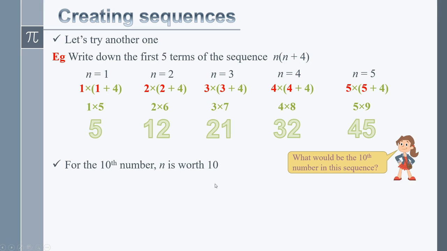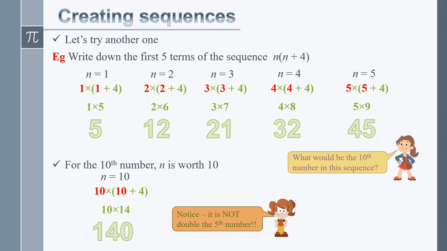By far the simplest thing to do is just say, well, for the 10th number, n is going to be worth 10. So all I've got to do is say, well, if n is 10, plug it into my rule. So I've got 10 times 10 plus 4, so that's 10 times 14, which is 140. So there we go. The 10th number in this sequence would be 140.